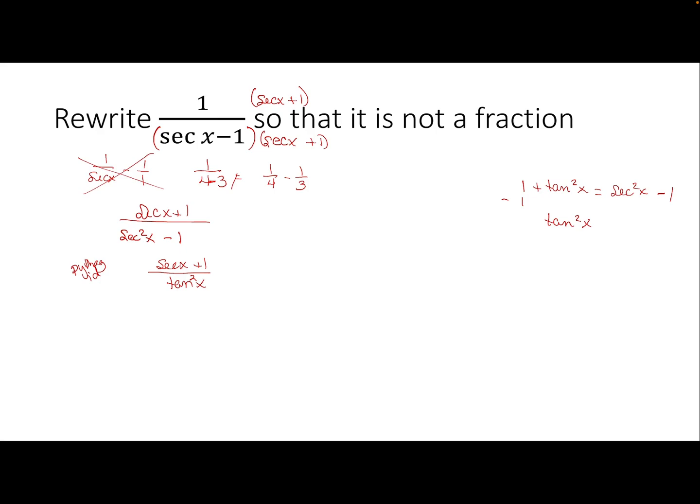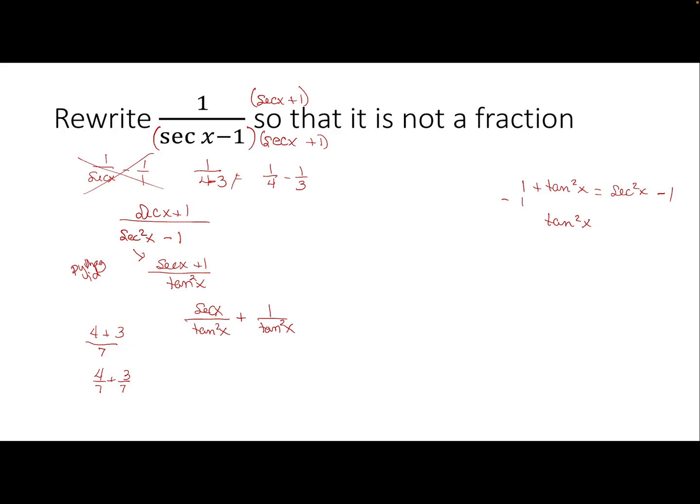So it doesn't seem like we've made much progress because we still have a fraction. However, now that the sum is in the numerator, not the denominator, something like 4 plus 3 over 7 is the same thing as 4 sevenths plus 3 sevenths. So we can now split this. We have a common denominator, so we can call this the secant of x over the tangent squared of x plus 1 over the tangent squared of x.